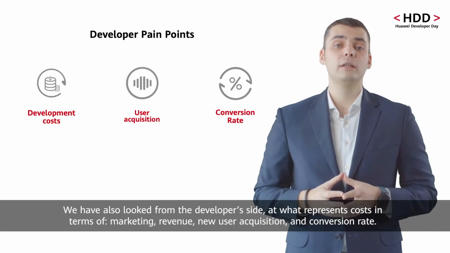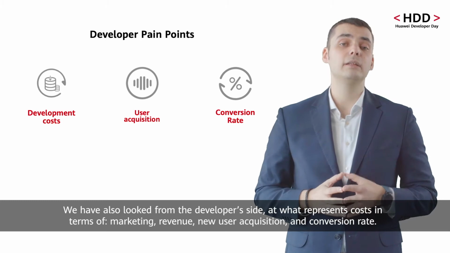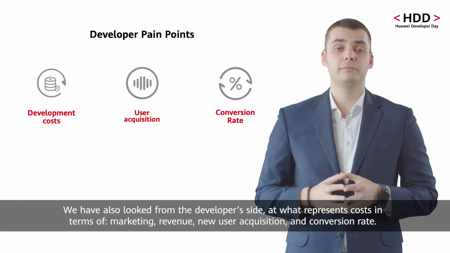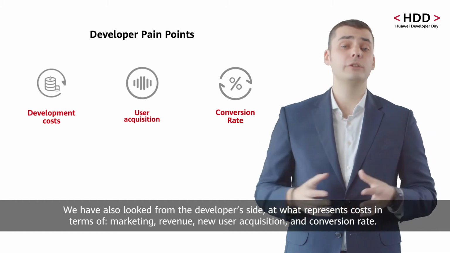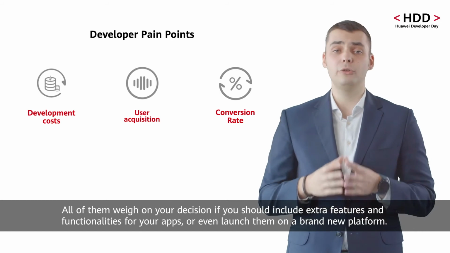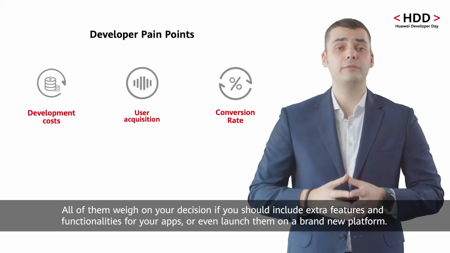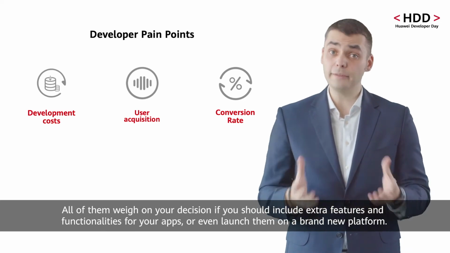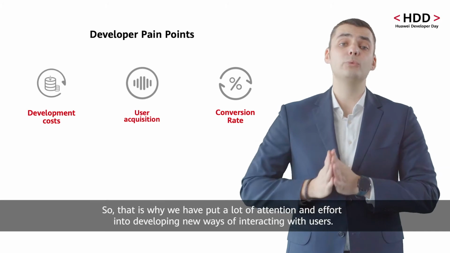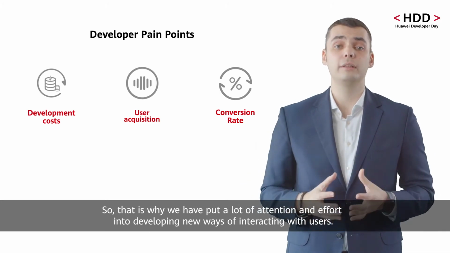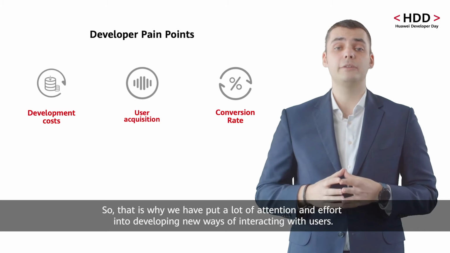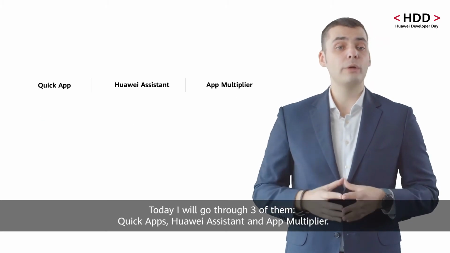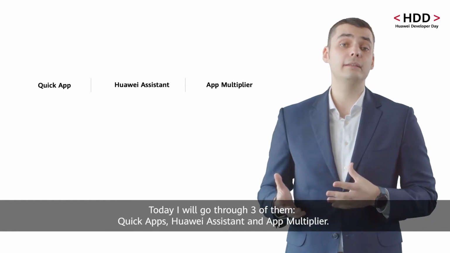We have also looked at, from the developer side, at what represents costs in terms of marketing, revenue, user acquisition, conversion rate, and all of them weigh in your decision if to have extra features, functionalities, or even launch on a brand new platform. So that is why we put a lot of attention and effort in developing new ways of interaction with users. Today, I would like to go through 3 of them: Quick Apps, Huawei Assistant, and App Multiplier.